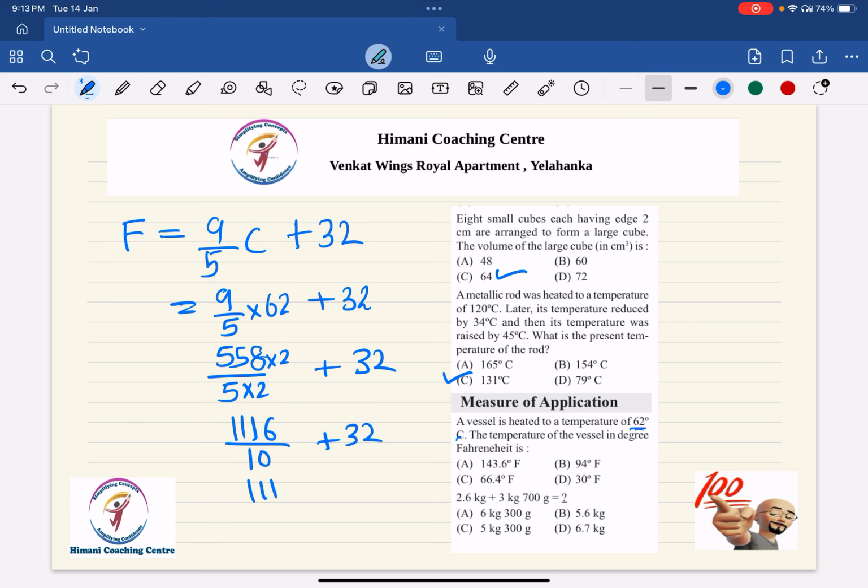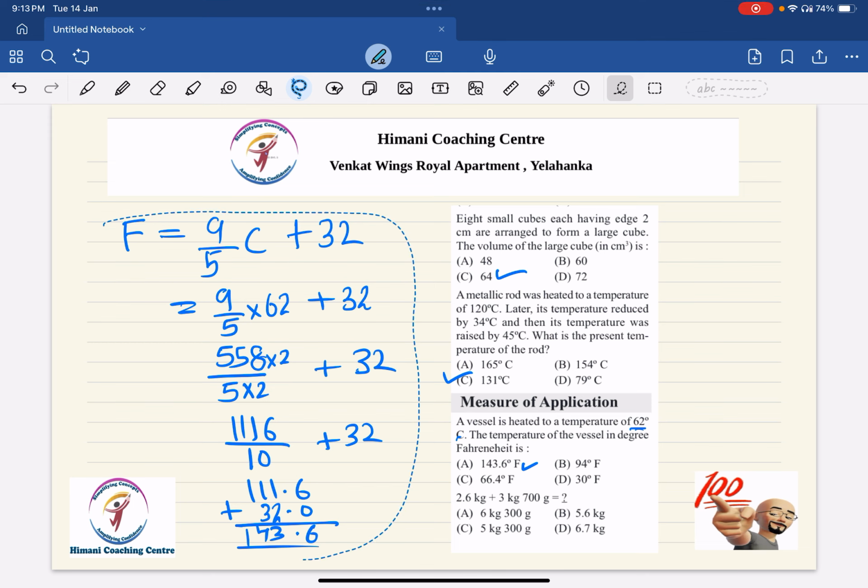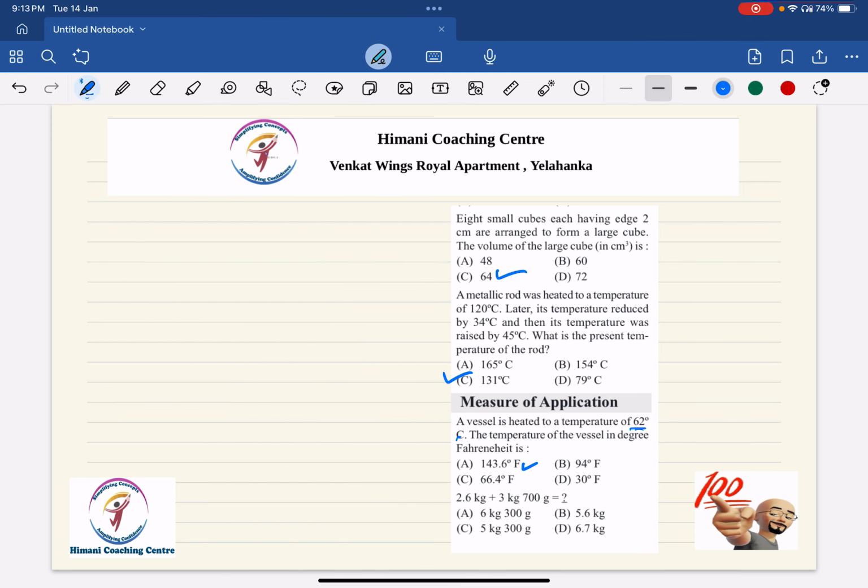1116 can be written as 111.6, and we have to add 32 to it. So we can write 32.0, and you will get your answer as 143.6 Fahrenheit. Okay, so this is what you need to do. In this case, you will have to remember this formula. Okay. Now let us move to the next question.